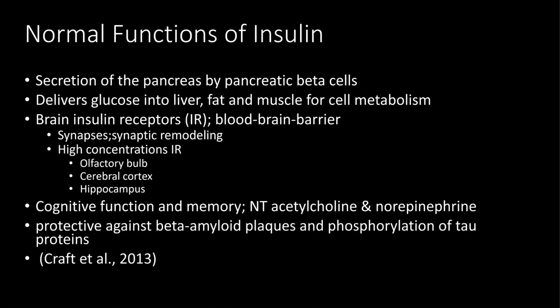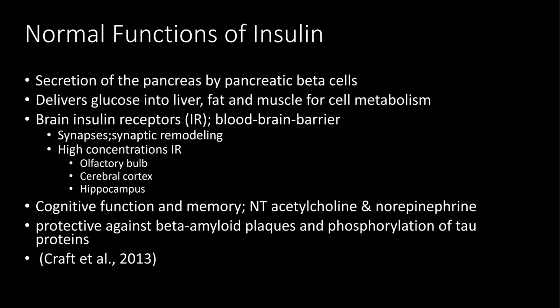So first I'll start off with the normal functions of insulin. Insulin is a hormonal secretion of the pancreas by the pancreatic beta cells. We know that insulin delivers glucose into the liver cells, fat cells, and muscle cells for cell metabolism. Essentially, insulin helps take glucose into cells for energy. We also have insulin receptors in the brain.